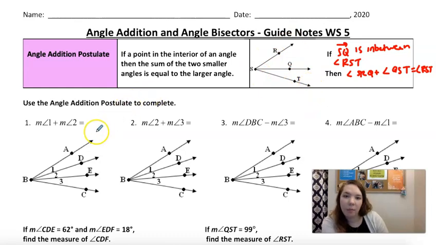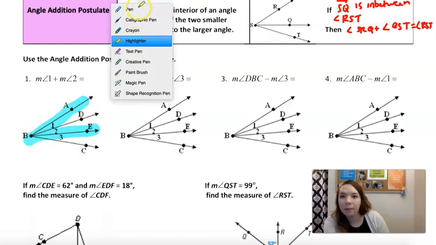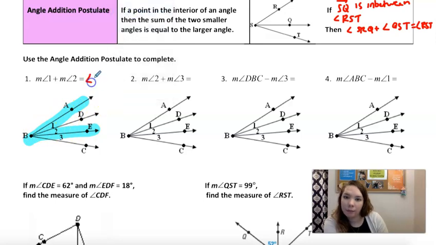Use the angle addition postulate to complete. So this one says angle 1 plus angle 2. So we're combining these two. So this would be angle ABE. Two and 3 would be angle DBC.